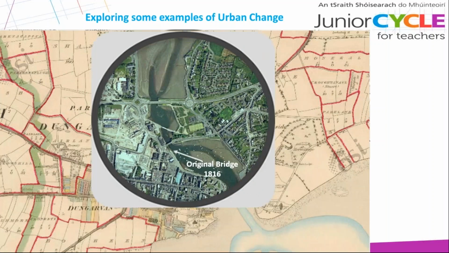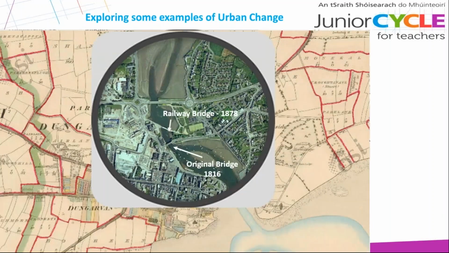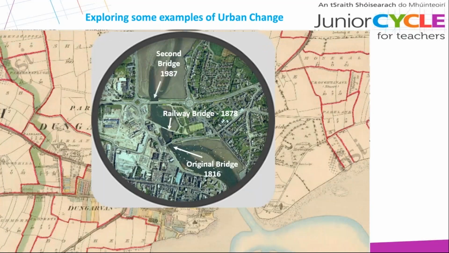If we focus on the building of bridges in Dungarvan, we can examine urban change in the town through a series of maps and images. The original bridge was built in 1816. The railway bridge was added in 1878, while the town's second traffic bridge was built in 1987.